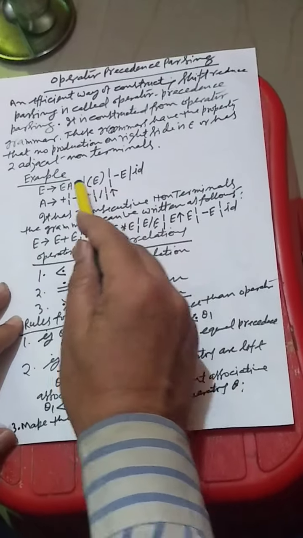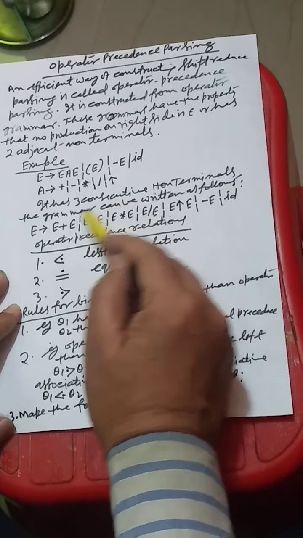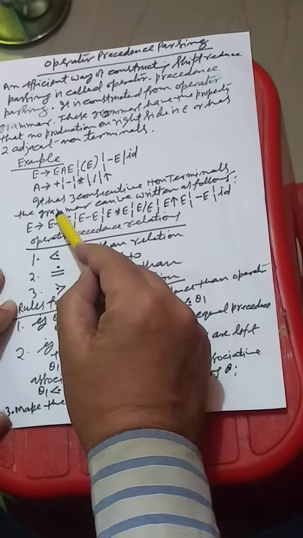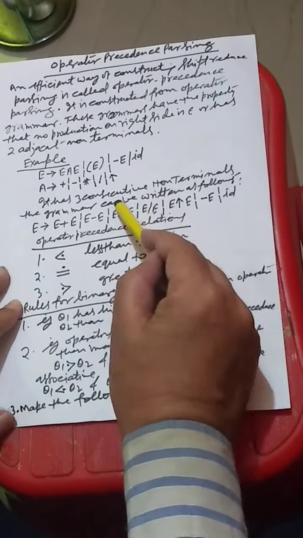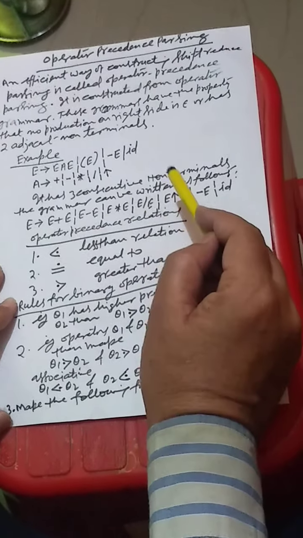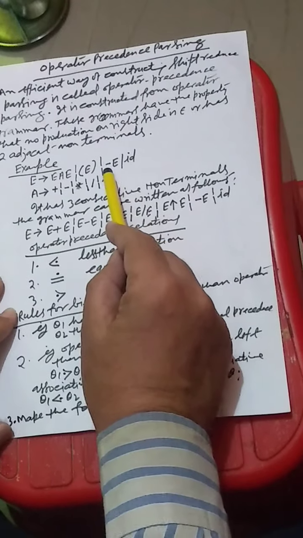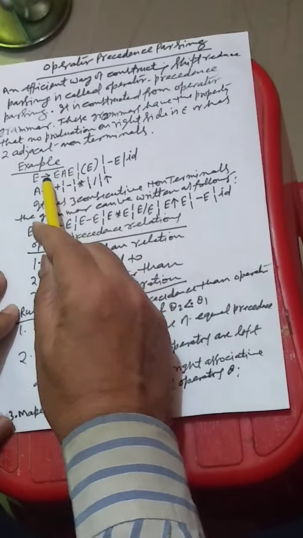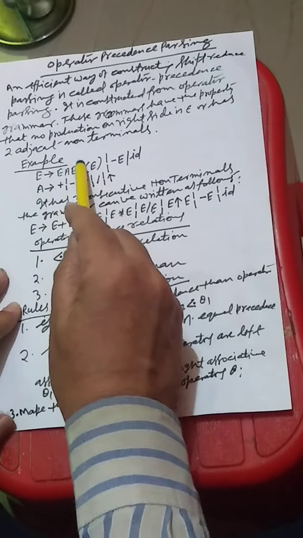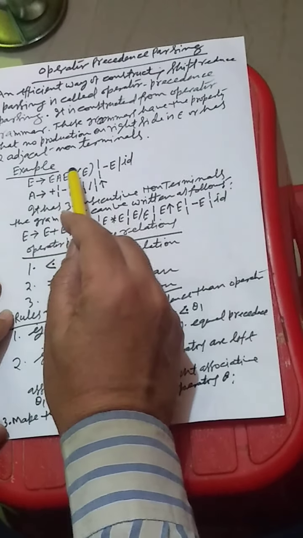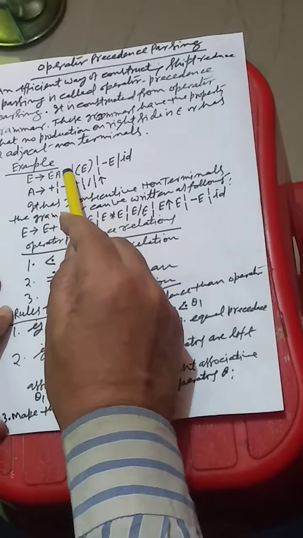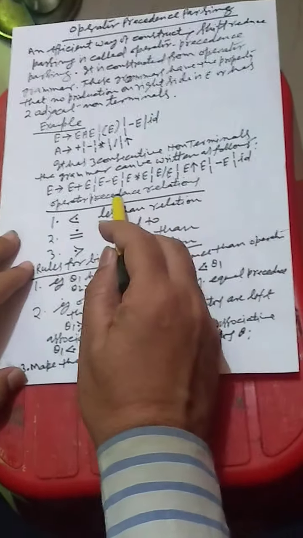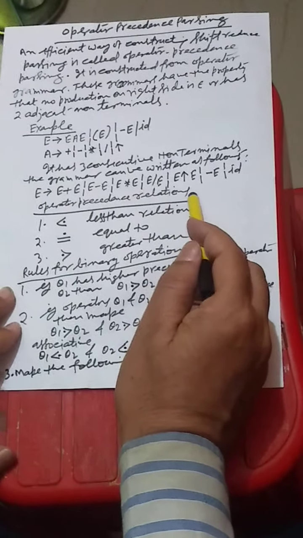Here, three consecutive non-terminals are in the grammar. So the grammar can be written as follows. So this grammar is not an operator grammar because its right side contains three consecutive non-terminals.